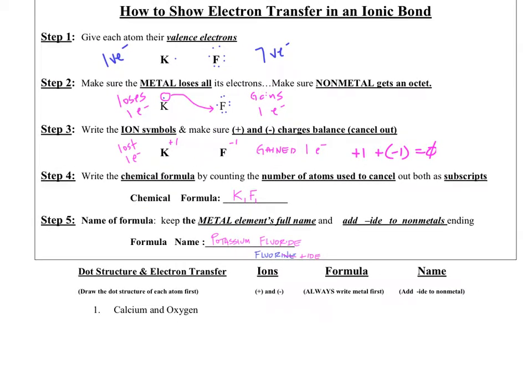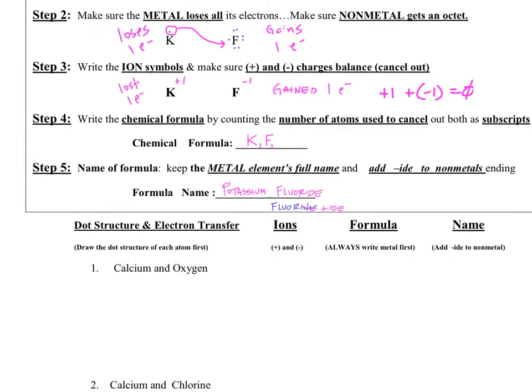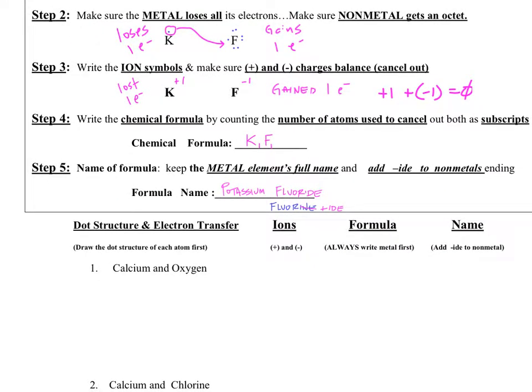Okay. So now let's look at showing some more examples using the dot structures and electron transfer. All right, so what I'm going to do is draw the dot structure on each atom first. So I've got calcium and I've got oxygen. I'm going to draw my dot structure for calcium, which is Ca, and calcium is in group 2, so it only has 2 valence electrons.